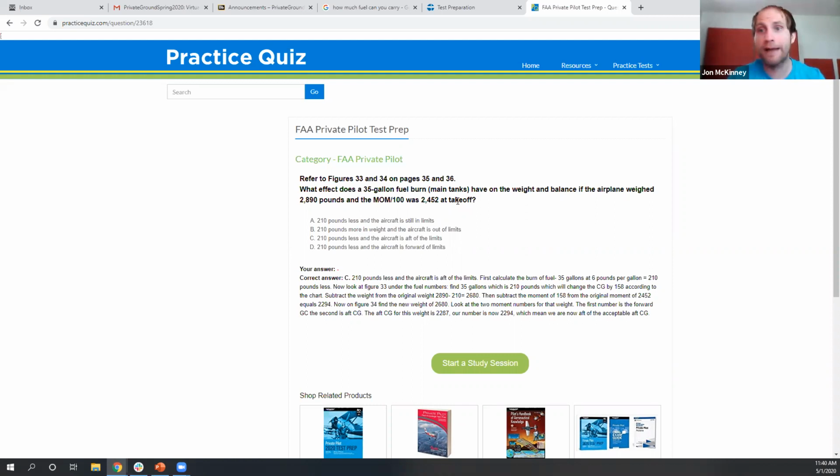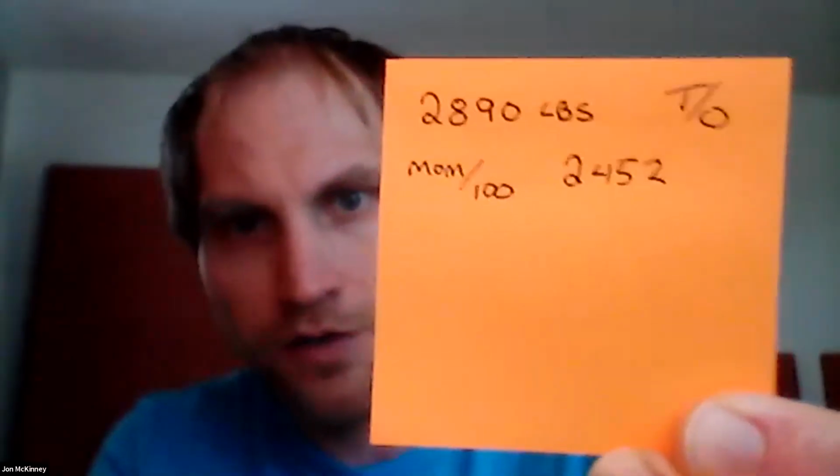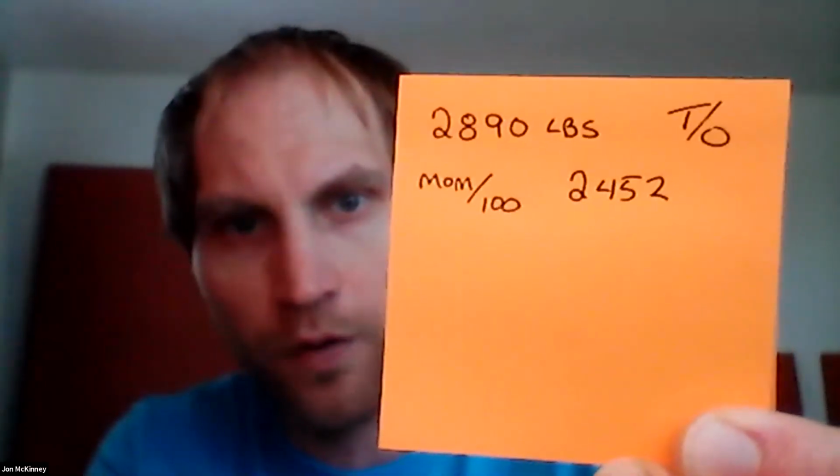Just for my sake, I'm going to write down these numbers on my little scratch piece of paper in front of me so I don't have to flip back and forth so much. I have 2890 pounds, and I have the moment divided by 100 to be 2452, and this is at takeoff. If I hit the button here, you'll see what I'm working with. It's a really simple thing that I just wrote down for myself: 2890 pounds for takeoff, my moment divided by 100 was 2452.